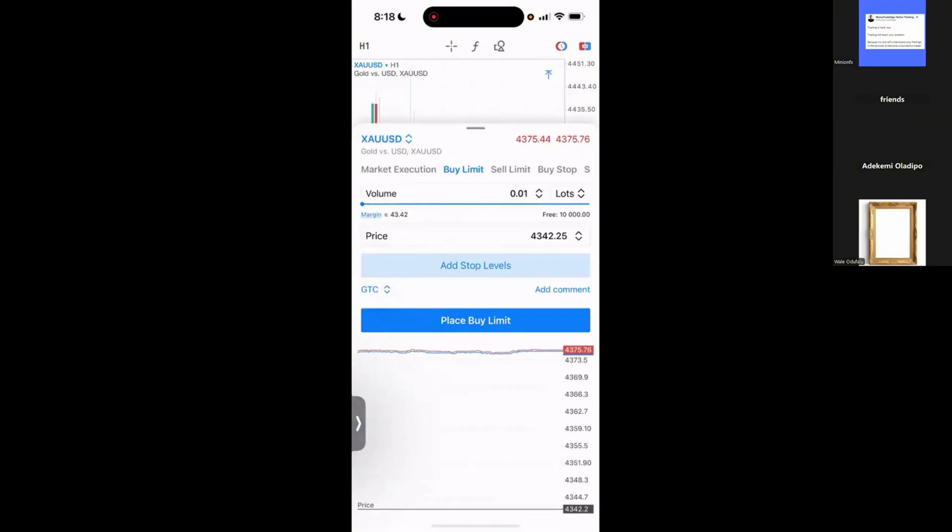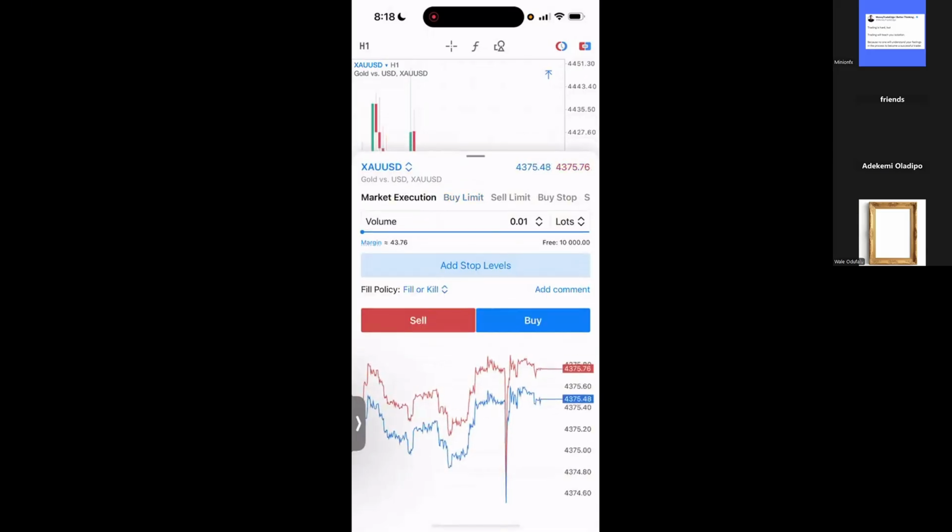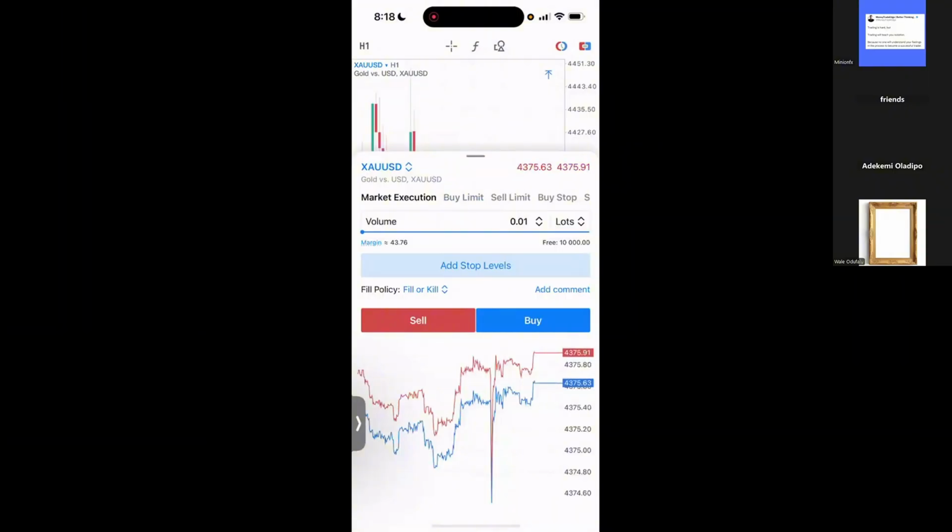If you take it upwards, you can see that we have market execution. Market execution is the same thing as that rectangle button that has the red and blue color. That's the market execution and that button both do the same work. That means you are taking the trade now, an instant execution. Now the buy limit and the sell limit.